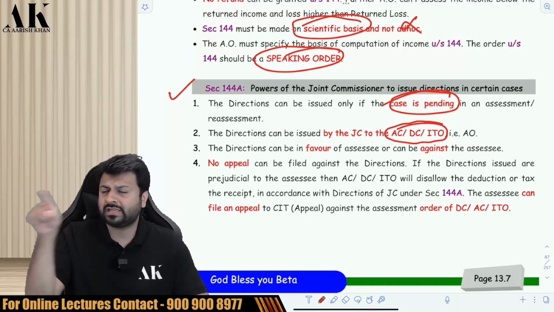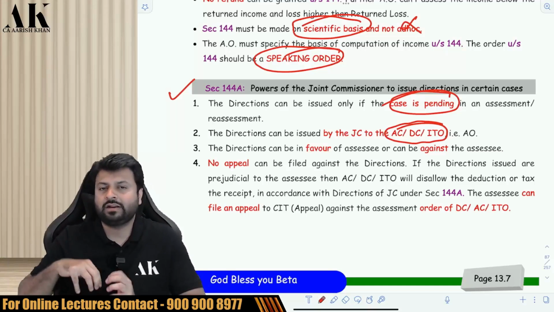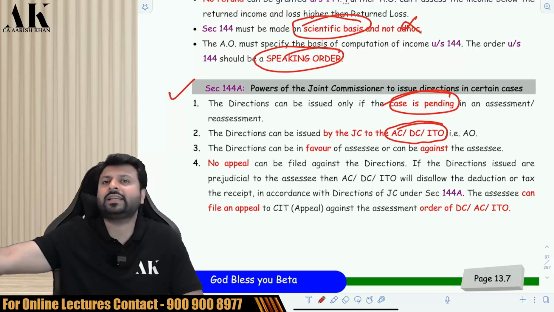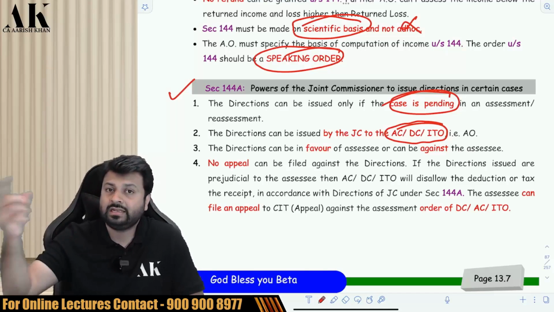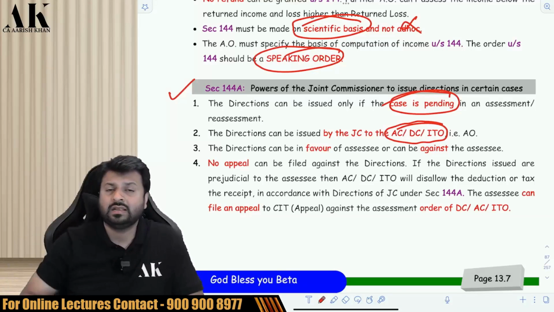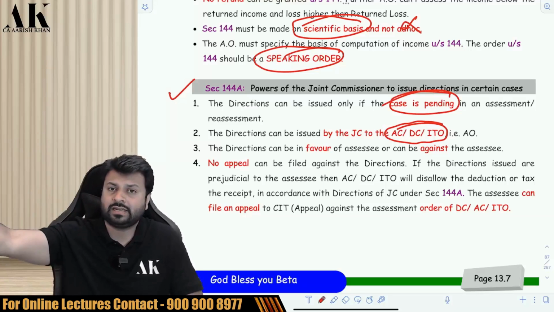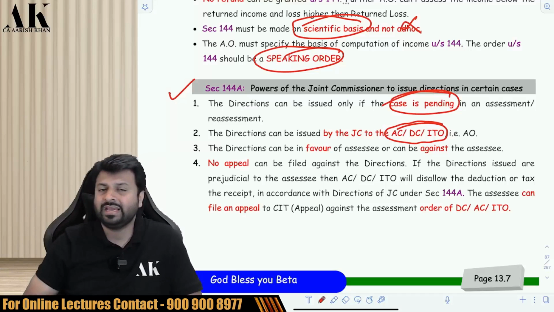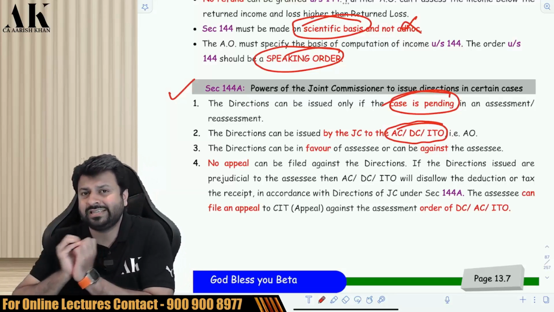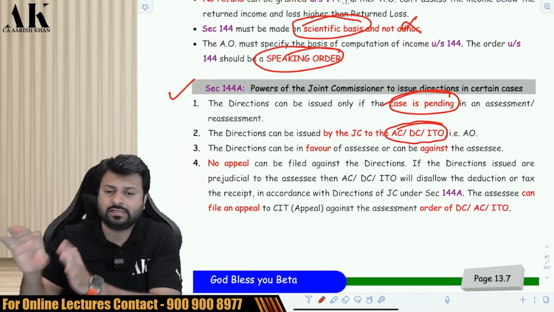Even the assessing officers can go to the JC and ask for help, that we need help regarding this provision. Please help us. So the JC would help us. Even the assessee can go to the JC and tell that the assessing officer is unnecessarily harassing me. Please look into the matter and please help me. So even the assessee can go to the JC and ask for help in the assessment. So the JC can suo moto come into the picture. The ACDC or ITO can tell the JC, or even the assessee can tell the JC.